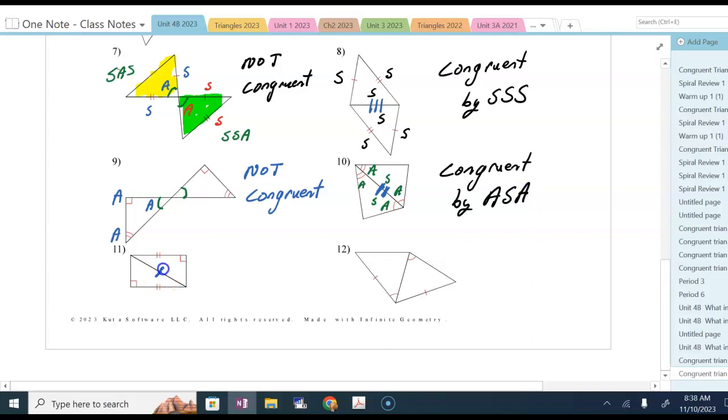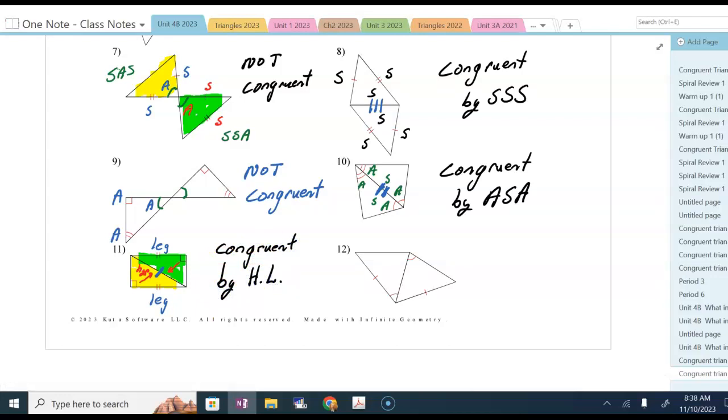For problem number 11, we're going to mark the reflexive property. Then in the yellow triangle here, we can see we have a right angle. In the green triangle, we can see we have a right angle. Remember, across from the right angle is the hypotenuse. So in both triangles, we have the hypotenuse. The other side is called the leg. So these are congruent by hypotenuse, leg.